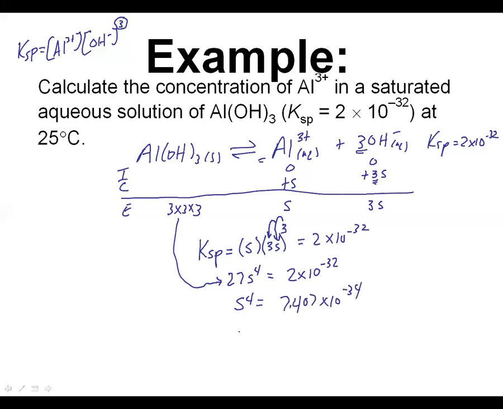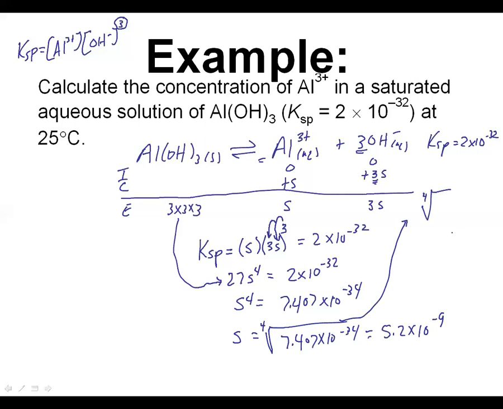We want to take the 4th root of that. And if you take the 4th root on your calculator and hopefully do it correctly, you get a final number here of 5.2 times 10 to the minus 9. And just to talk about this little part here.